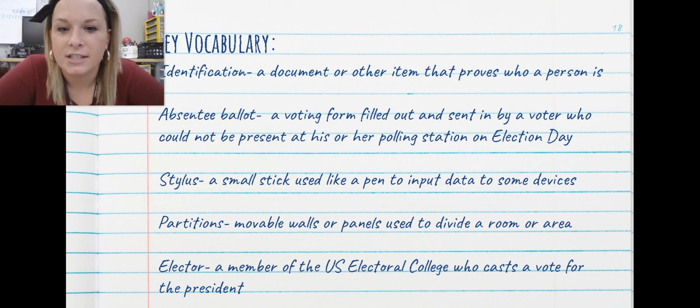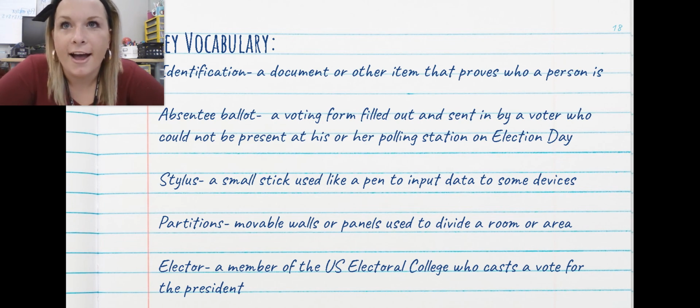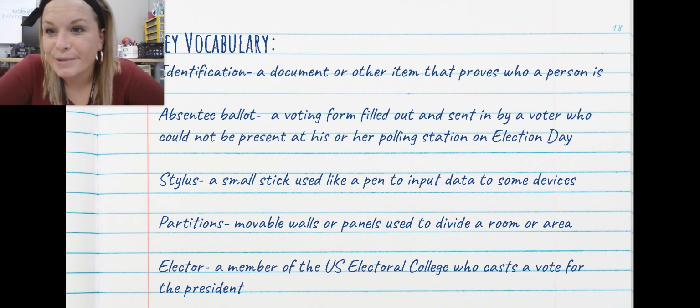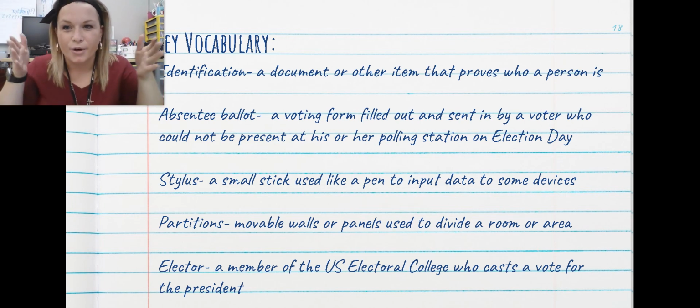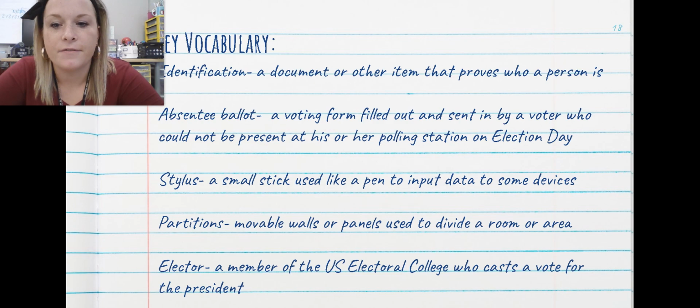Your next word is partitions. These are movable walls or panels used to divide a room or area. We call them sneeze guards, but those could also be considered a partition that we have, where it kind of gives you your own area or space in classrooms. Anything that kind of divides that can be a partition. And our last word is elector. This is a member of the U.S. Electoral College who casts a vote for the president.